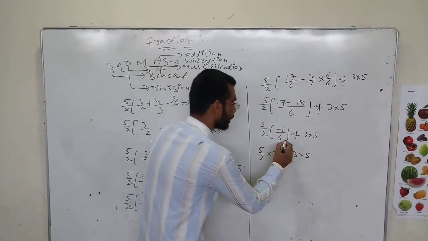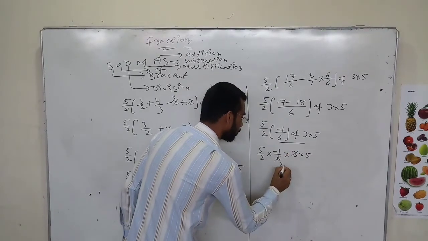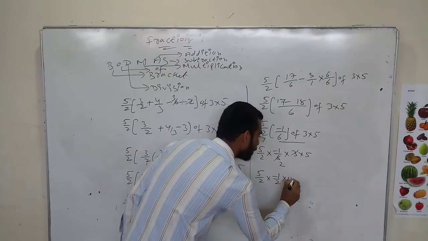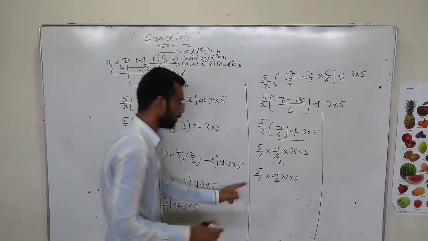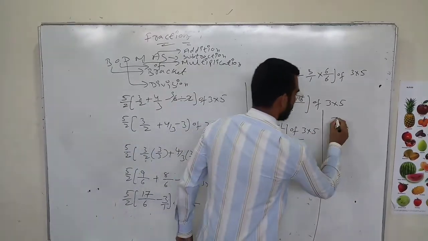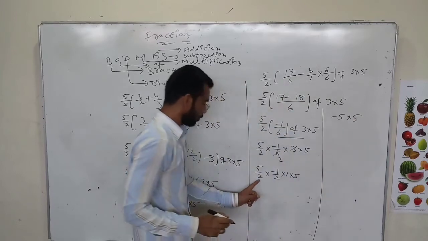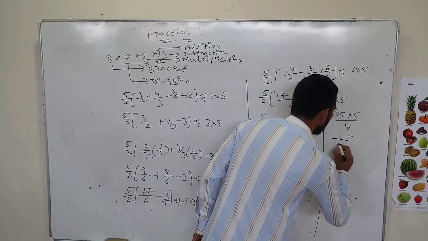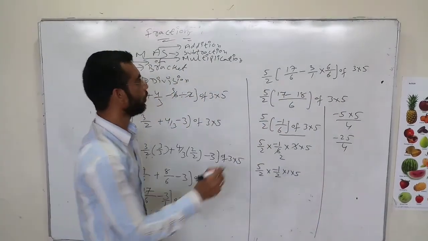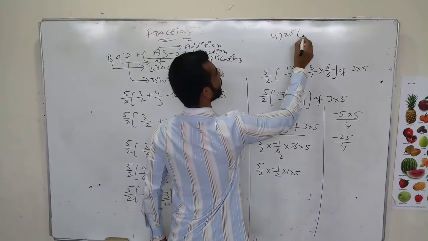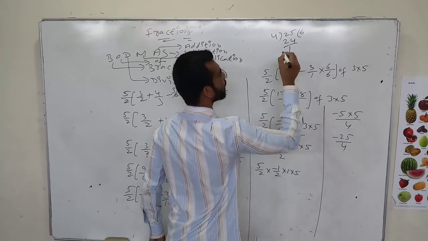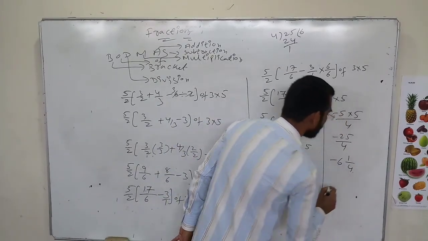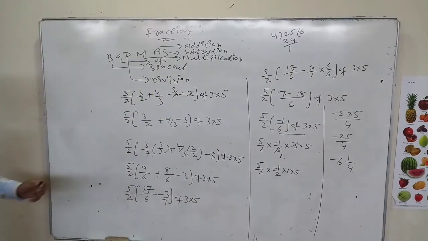First, this of you should solve. 3 ones are 3, 2 threes are 6, so 5 by 2 into minus 1 by 2 into 1 into 5. Now 5 ones are 5, minus 5 into 5. 2 twos are 4. 5 fives, how much will it be? 25 by 4. 4 sixes are how much? 24. What remains? 1. That is minus 6 1 by 4. This is the complete answer.